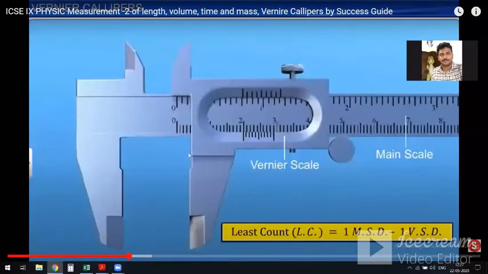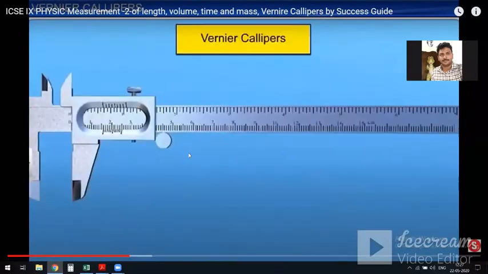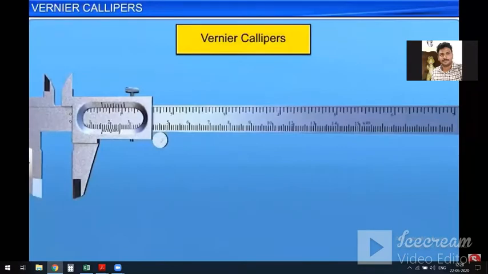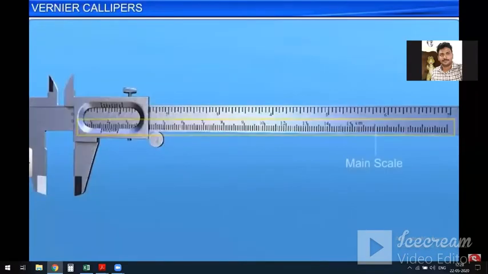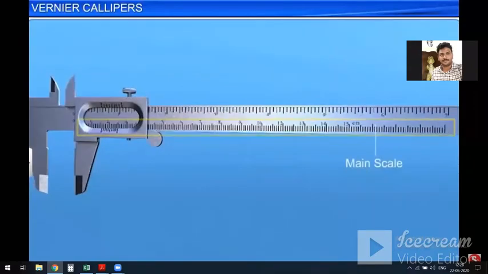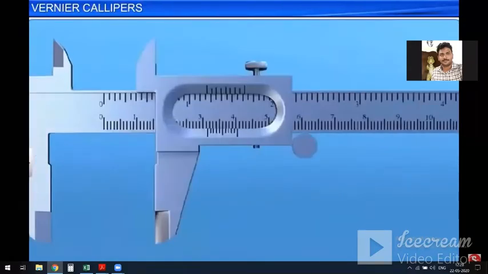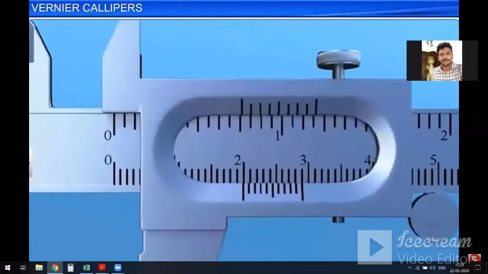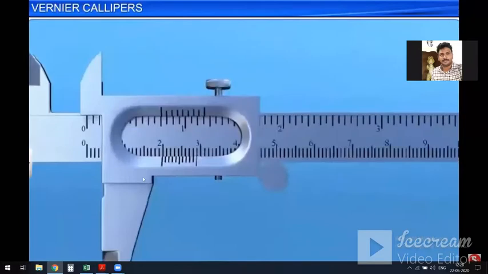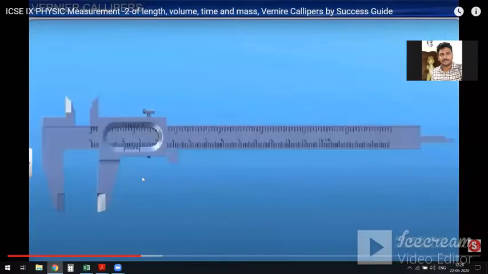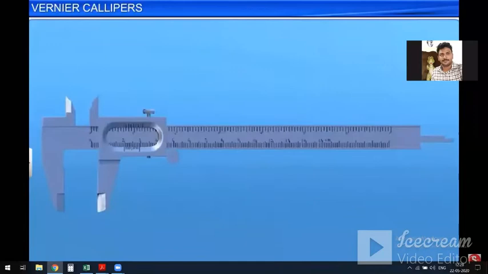Okay, let's start further. Calipers. A vernier calipers consists of a long, thin metallic strip called the main scale. The main scale is graduated in centimeter and millimeter. Each division on the main scale is equal to 1 millimeter. This metallic strip is provided with a jaw, J1, on the lower side at its end, which is called the fixed jaw.